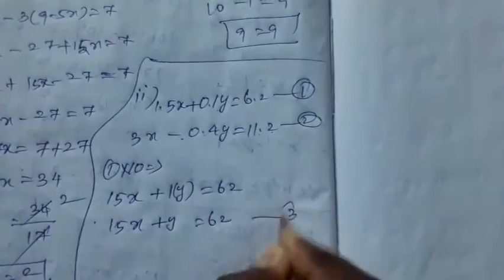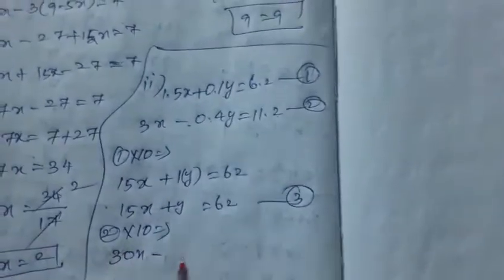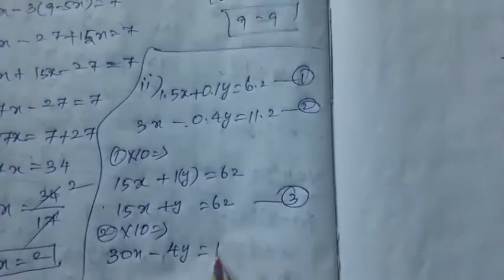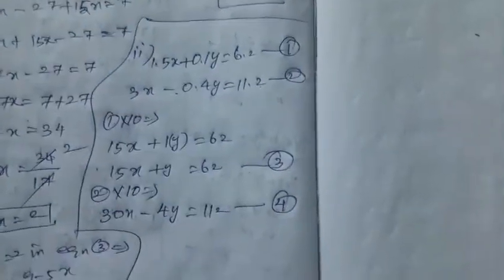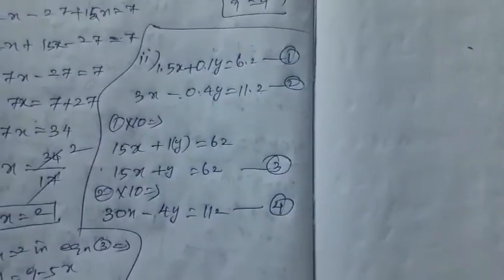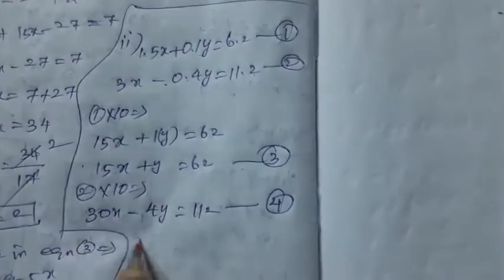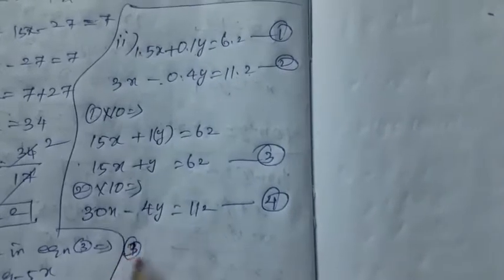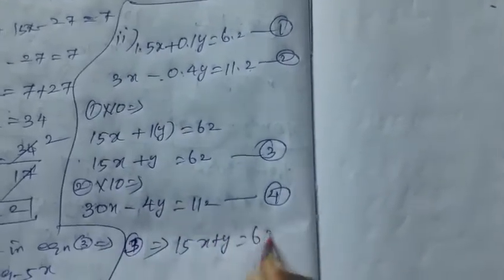This is equation number 3. Next, equation 2 multiplied by 10, we get 30x minus 4y equal to 112. This is equation number 4. Now take equations 3 and 4 to find the x and y values. Take equation number 3: 15x plus y equal to 62.